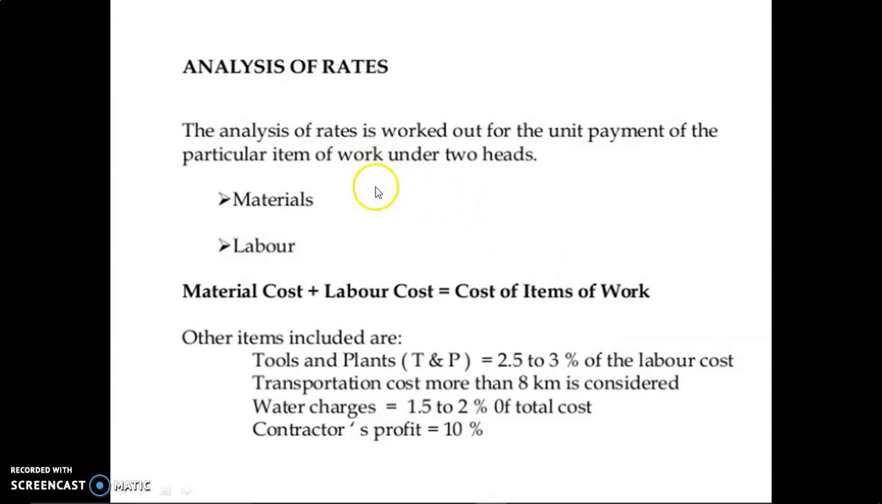Now, analysis of rates. The analysis of rate is worked out for the unit payment of the particular item of work under two heads, materials and labors. So material cost plus labor cost is equal to the cost of items of work. Other items included: tools and plants, 2.5 to 3% of the labor cost. Transportation cost if more than 8 km is considered. Water charges 1.2 to 2% of total cost, and contractor profit 10%.